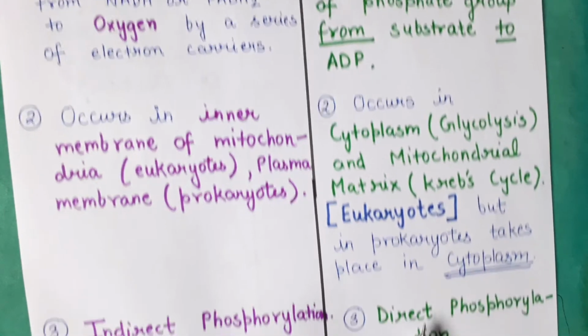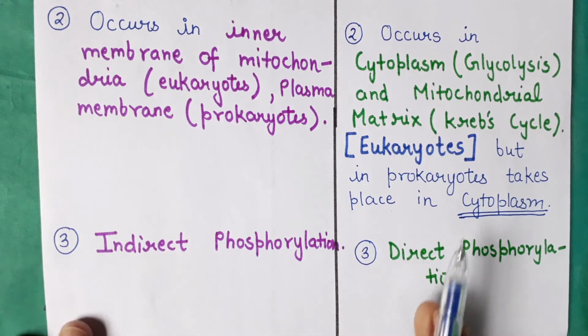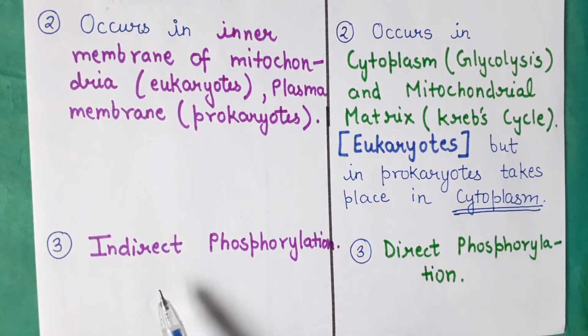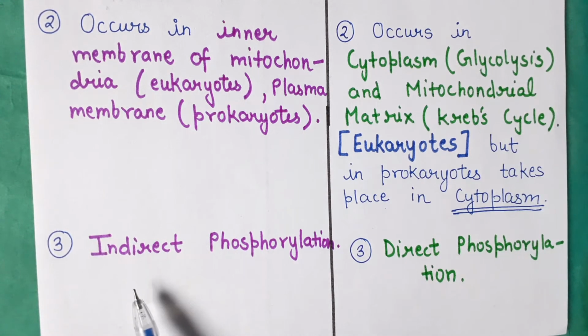Oxidative phosphorylation is a kind of indirect phosphorylation, because there is formation of ATP, but that formation is coupled with the electron transport chain. However, substrate level phosphorylation is direct phosphorylation, because it simply involves the transfer of a phosphate group from a substrate to ADP. It does not involve any electron transport chain or proton motive force. So it is direct phosphorylation, whereas oxidative phosphorylation is indirect.